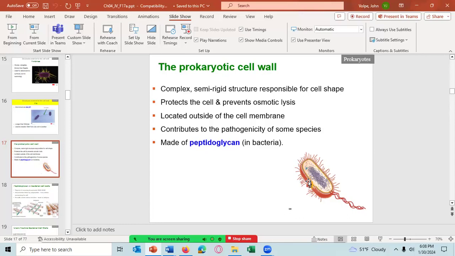The cell wall is located outside the cell membrane, but yet we do consider the cell wall to be inside the cell, as well as part of the cell. I'm not sure why, but anything outside of the cell wall is considered to be outside the cell. Anything inside the cell wall, including the cell wall itself, is considered to be a part of the cell.